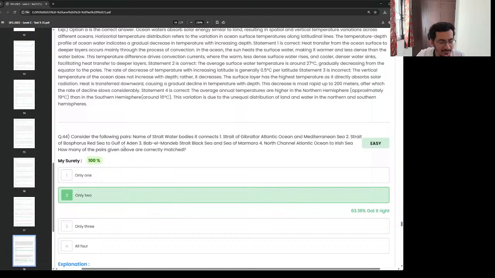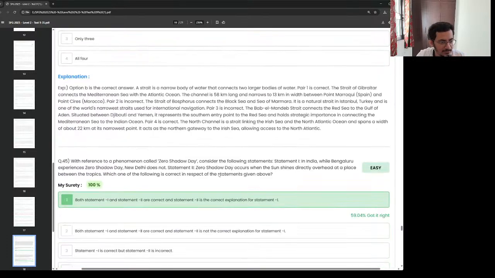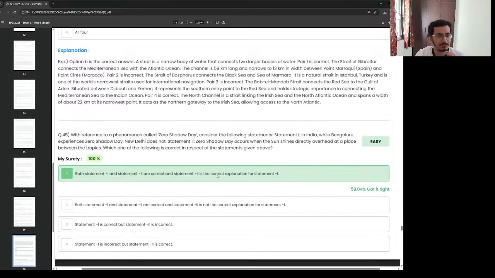Then there is Red Sea and Gulf of Aden. That one is the Strait of Bab el Mandeb. Yes. And then North Channel, Atlantic Sea and Irish Sea. Yeah, right, that is also one. With respect to zero shadow day, it is when the sun is overhead, right? That's why you get zero shadows.